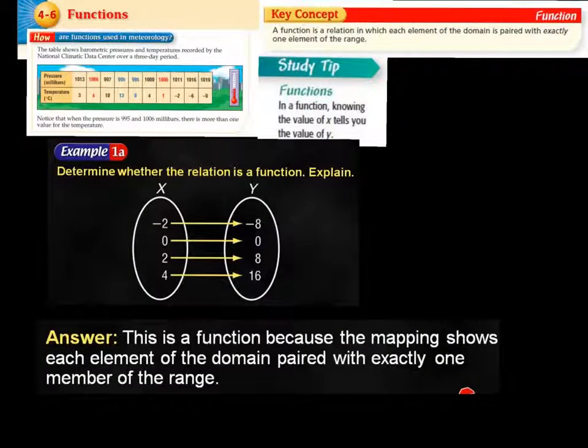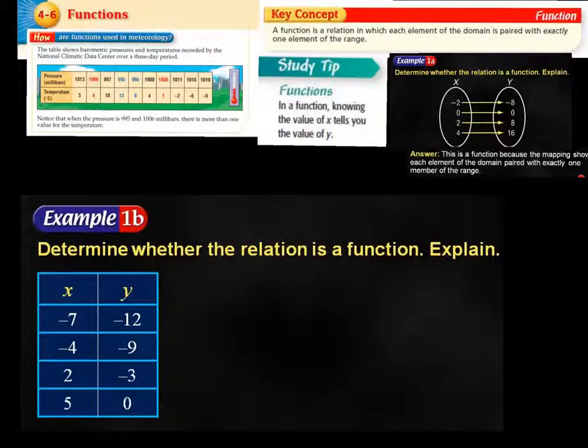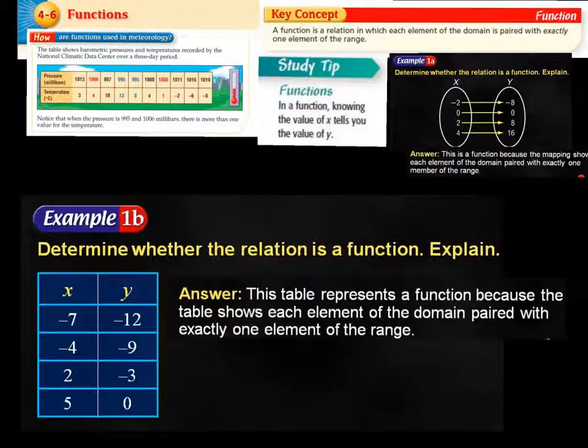More mathematically, each element of the domain is paired with exactly one member of the range. I think everybody's all right with either a table or a mapping showing the same information. If x is -7, they tell me a value for y. So sure, it's a function. Once again, each element of the domain is paired with exactly one element of the range.